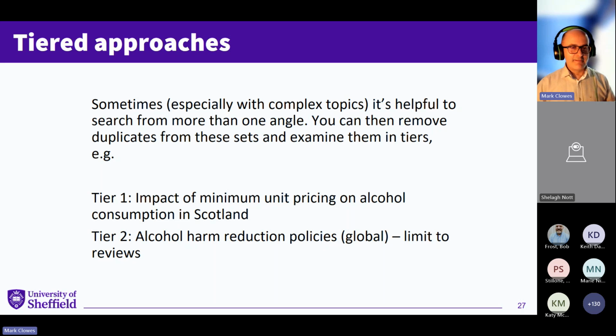restrictions placed on it. I've got the example here of looking at minimum unit pricing in Scotland, or looking at other methods of alcohol harm reduction, so expanding the intervention concept, but limiting the study type there to reviews. So you're sampling globally about a bigger topic, but you're being more demanding about the types of study that would be eligible for inclusion.